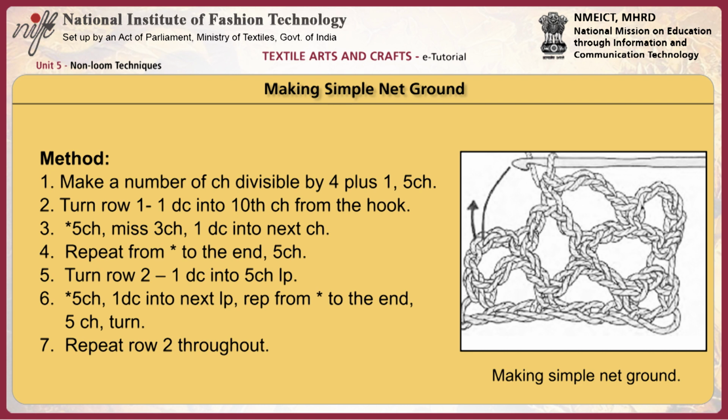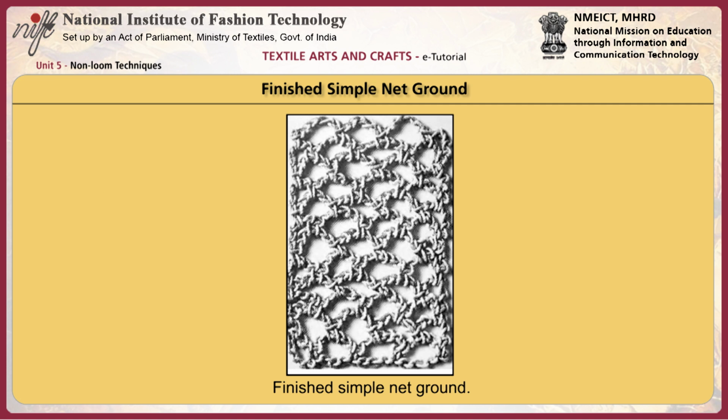Turn the work for the second row and make 1 double crochet into the 5th chain in the loop. Work 5 chains and 1 DC into the next loop and repeat this step till the end. End it by working 5 chains and then turn. Repeat the row 2 throughout. This is a finished sample of simple net ground.